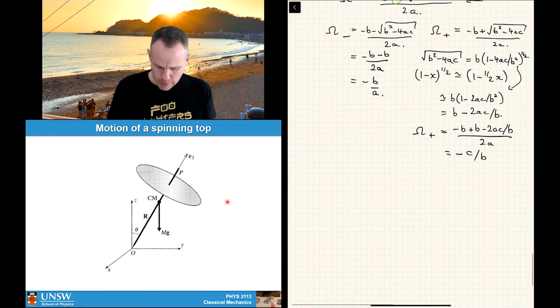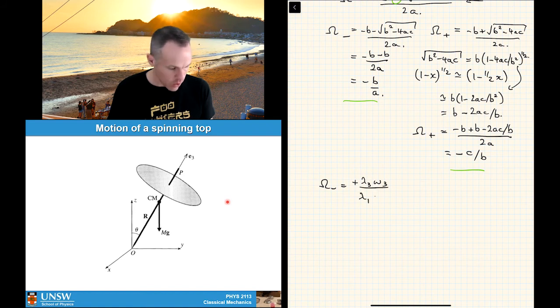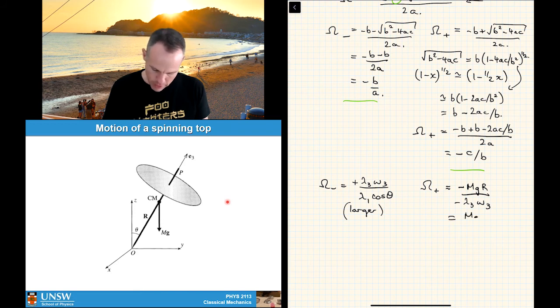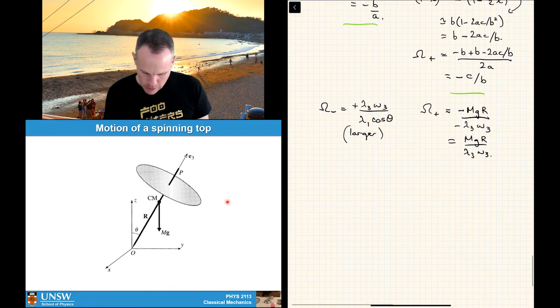Okay, what we can do now is basically take what we got here, and substitute our answers in, okay? So we've got omega minus is going to be plus lambda 3 omega 3 on lambda 1 cos theta, and it's the larger of the two. And we've got an omega plus in here, and it's now minus mgr on minus lambda 3 omega 3, okay? And it simplifies to become basically mgr on lambda 3 omega 3, like so, okay? And this is the smaller one.